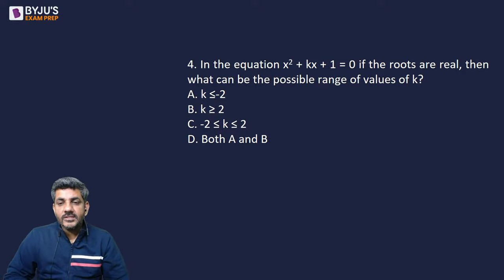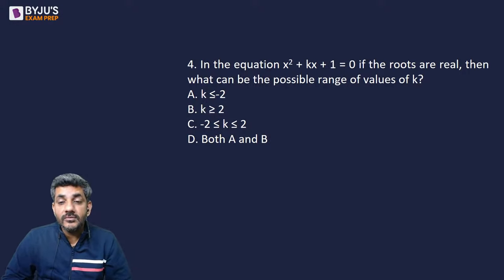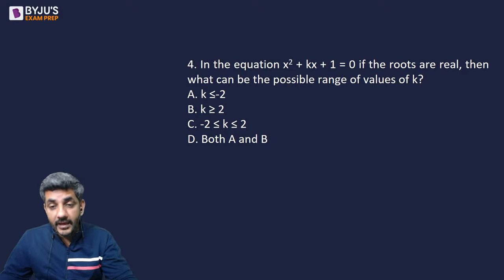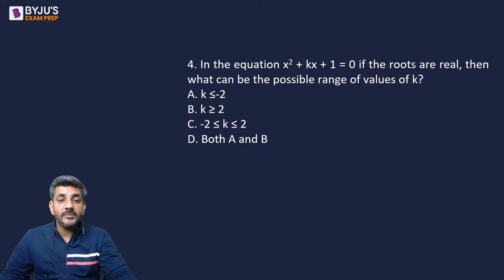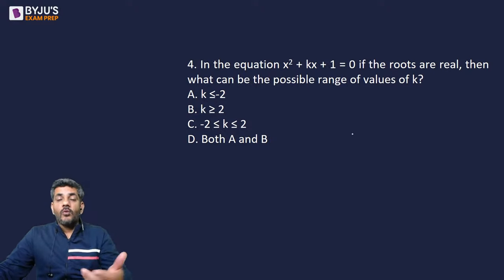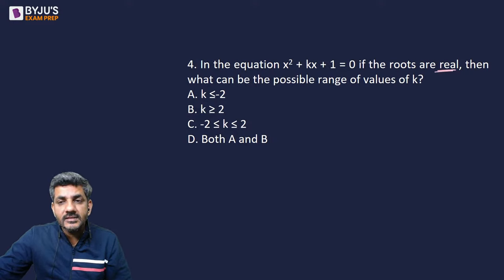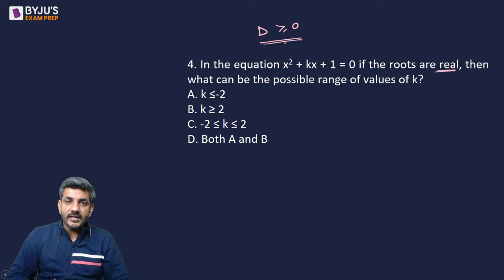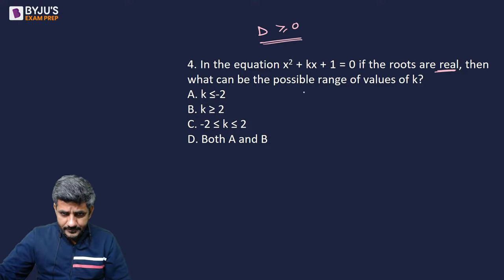In the equation x square plus kx plus 1 is equal to 0, if the roots are real, what can be the maximum possible range of the values of k? तो चलिए देखते हैं k की possible range क्या आ सकती है. So in a quadratic equation, if the roots are real, there is a direct rule for that. This happens when your discriminant is greater than or equal to 0. I'm sure you all know this. If the discriminant is greater than equal to 0, the roots are real.